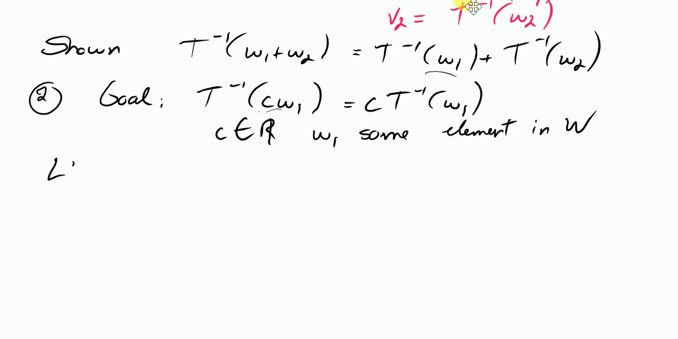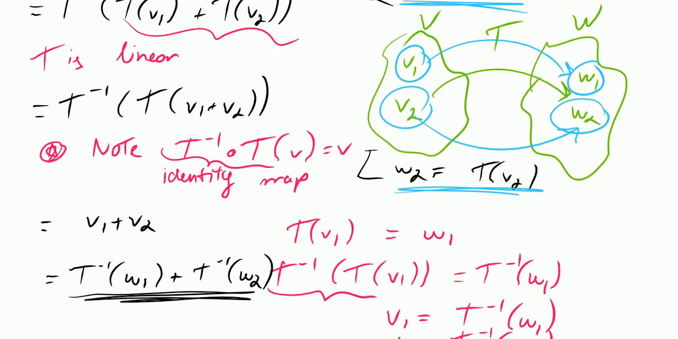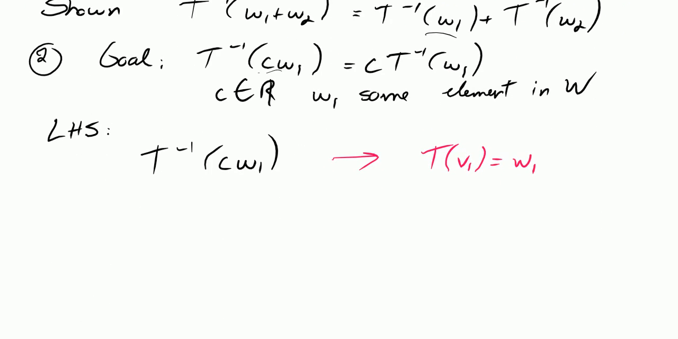So I'll start with the left-hand side. With the left-hand side, I have T inverse of CW1, right? And I know from before that I can write W1 as TV1 is equal to W1. That's just the mapping that I showed over here. So I can do the same thing here, and I can substitute what W1 really is, the linear transformation of V1. I can rewrite this as T inverse of C T V1, right?